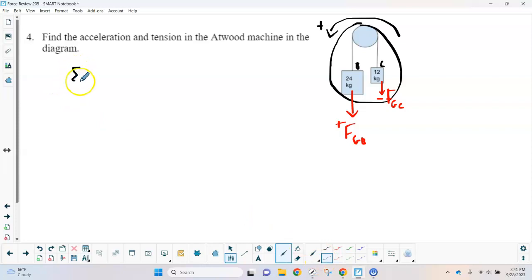So the sum of the forces, or the net force, is equal to, and then you just put a plus sign between those two forces. So it's the force of gravity on B plus, and we have the negative force of gravity on C.